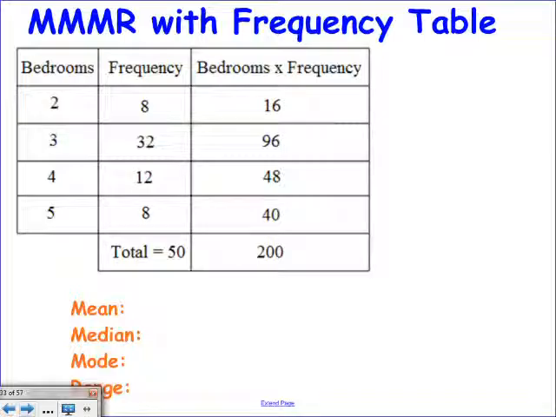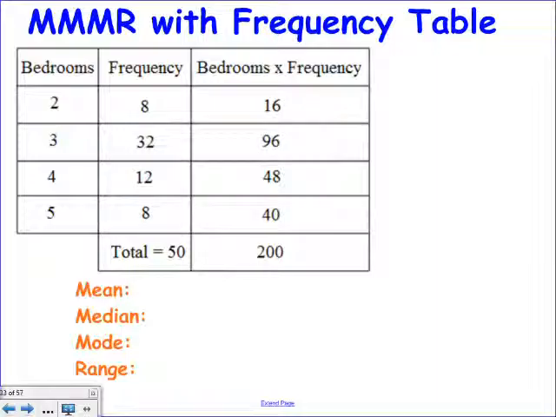So we asked 50 houses, we knocked on the door of 50 houses, and we asked them, how many bedrooms do you have? 2, 3, 4 or 5. So I want you to find the mean number of bedrooms per house, the median, the mode and the range of the number of bedrooms. Ready for this first one then? So the mean. How do I calculate the mean?